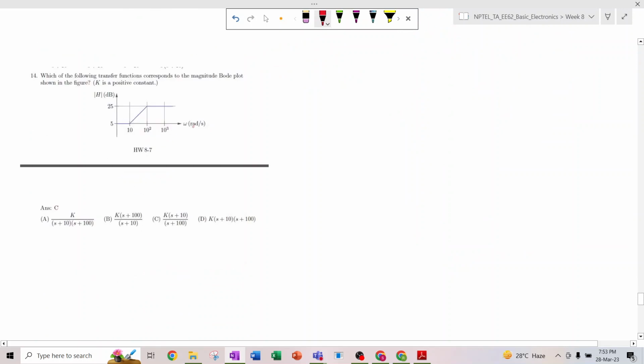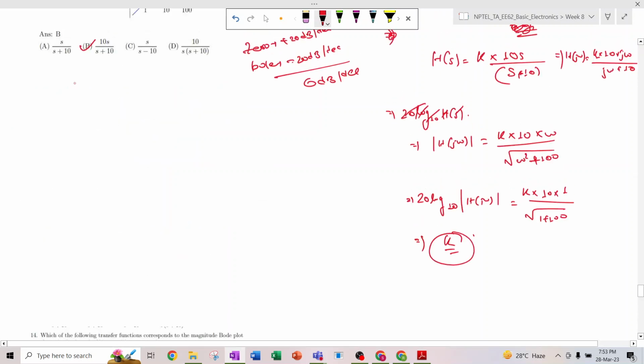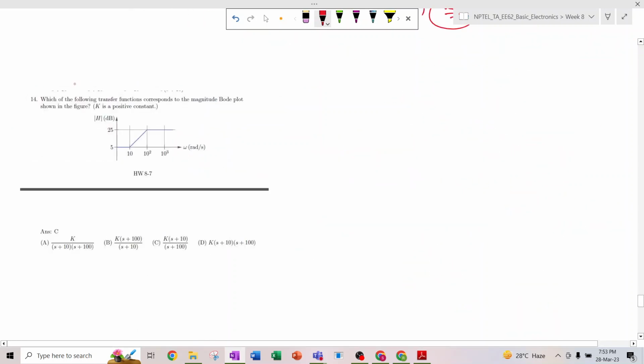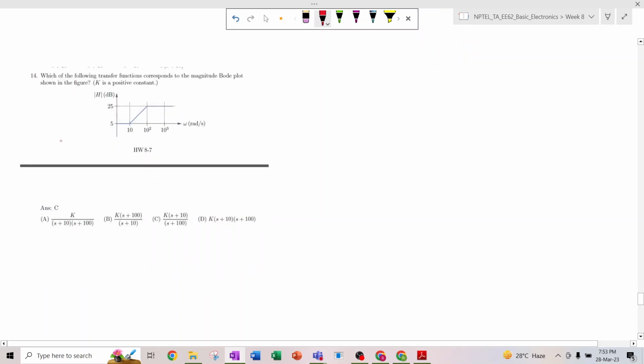Okay. So the next question is: which of the following transfer functions corresponds to the magnitude Bode plot shown in the figure, where k is a positive constant? Here also we can see that at first it is 0 dB per decade. Then it becomes plus 20 dB per decade, and at last it becomes again 0 dB per decade.